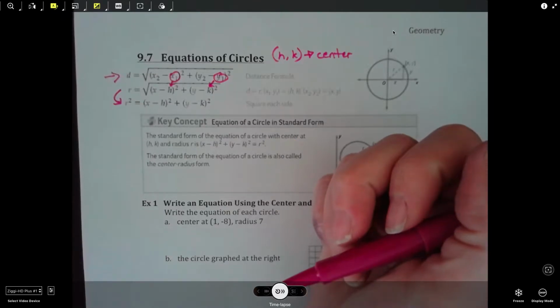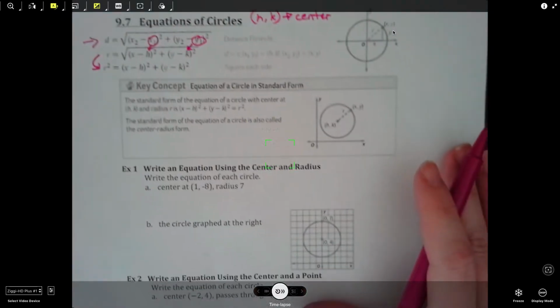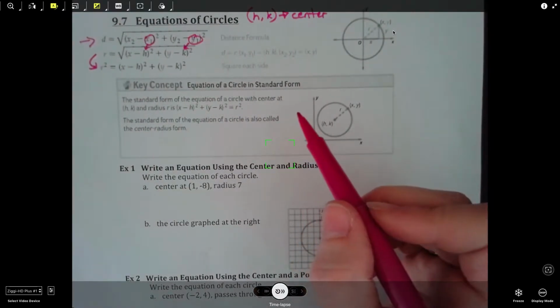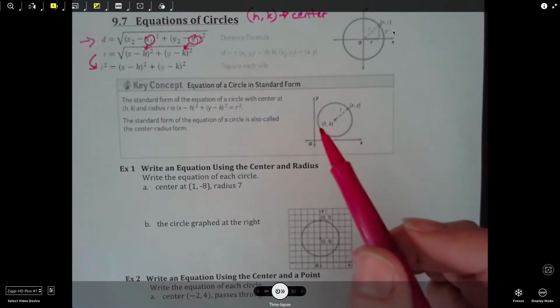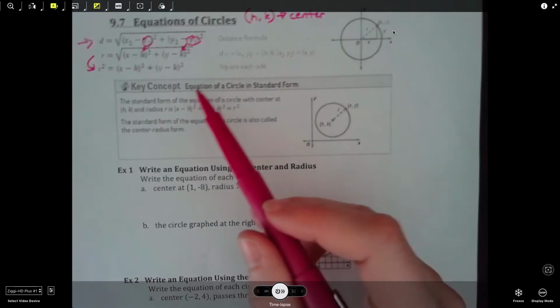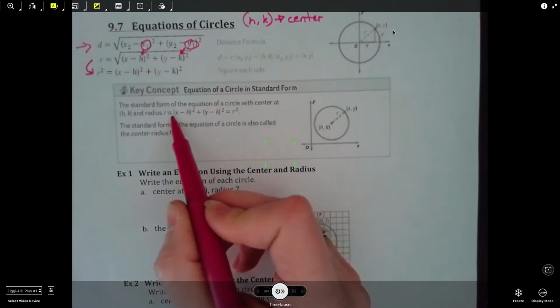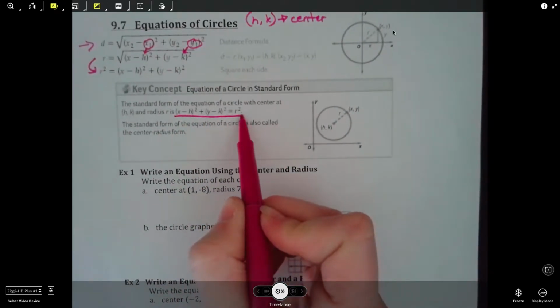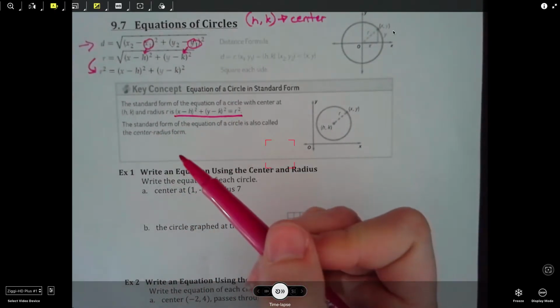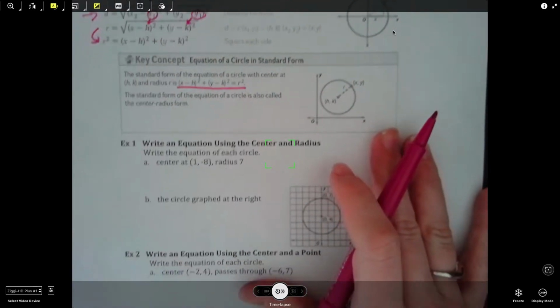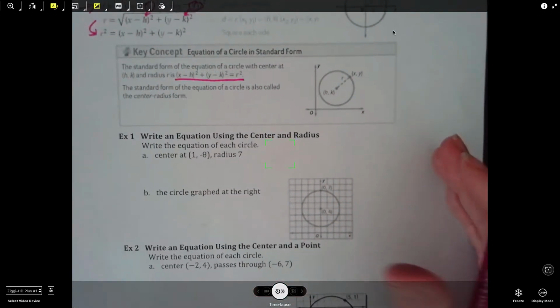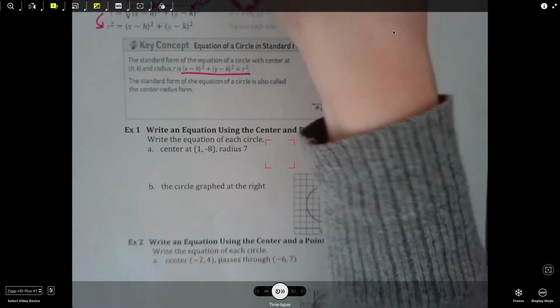So this box right here is a key concept. There are no theorems for this section, so you won't need your theorem sheet here. But this just shows you that x minus h squared plus y minus k squared equals r squared, and h and k are the center of the circle. So let's go down here and we'll practice writing what one of these looks like.